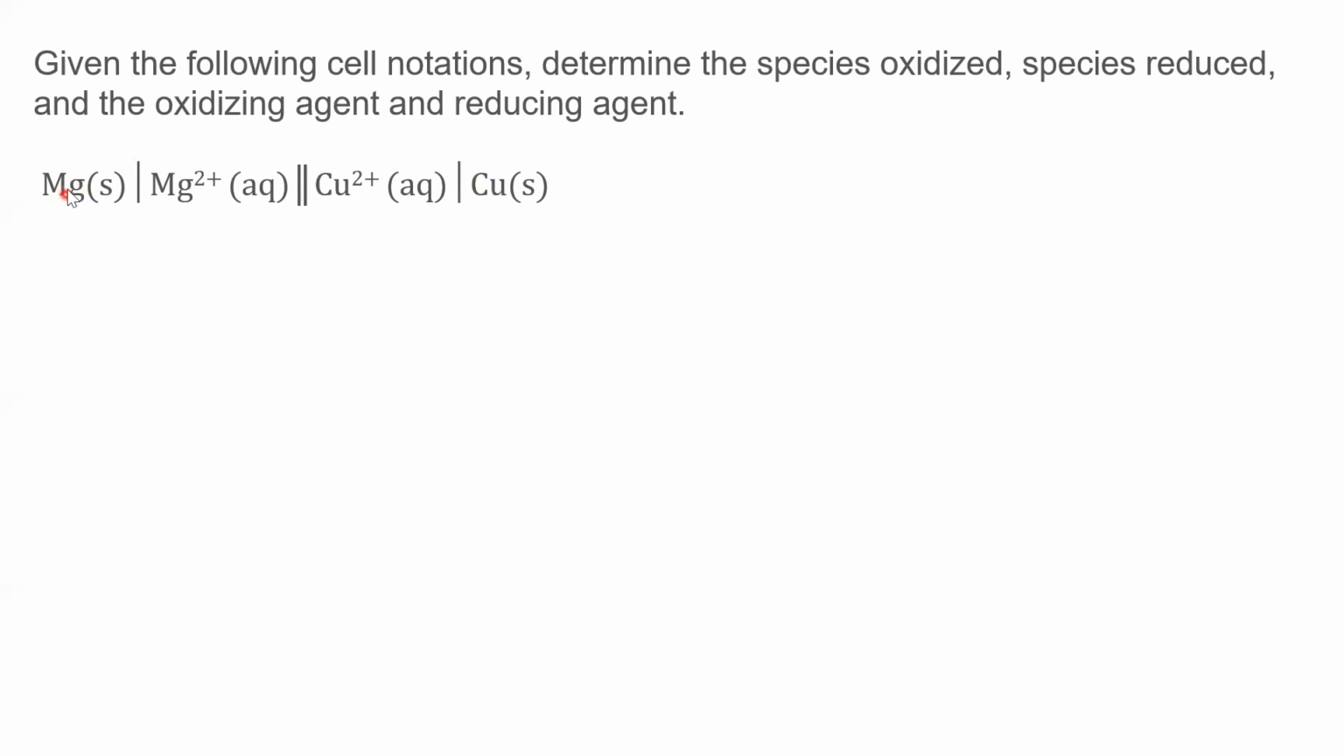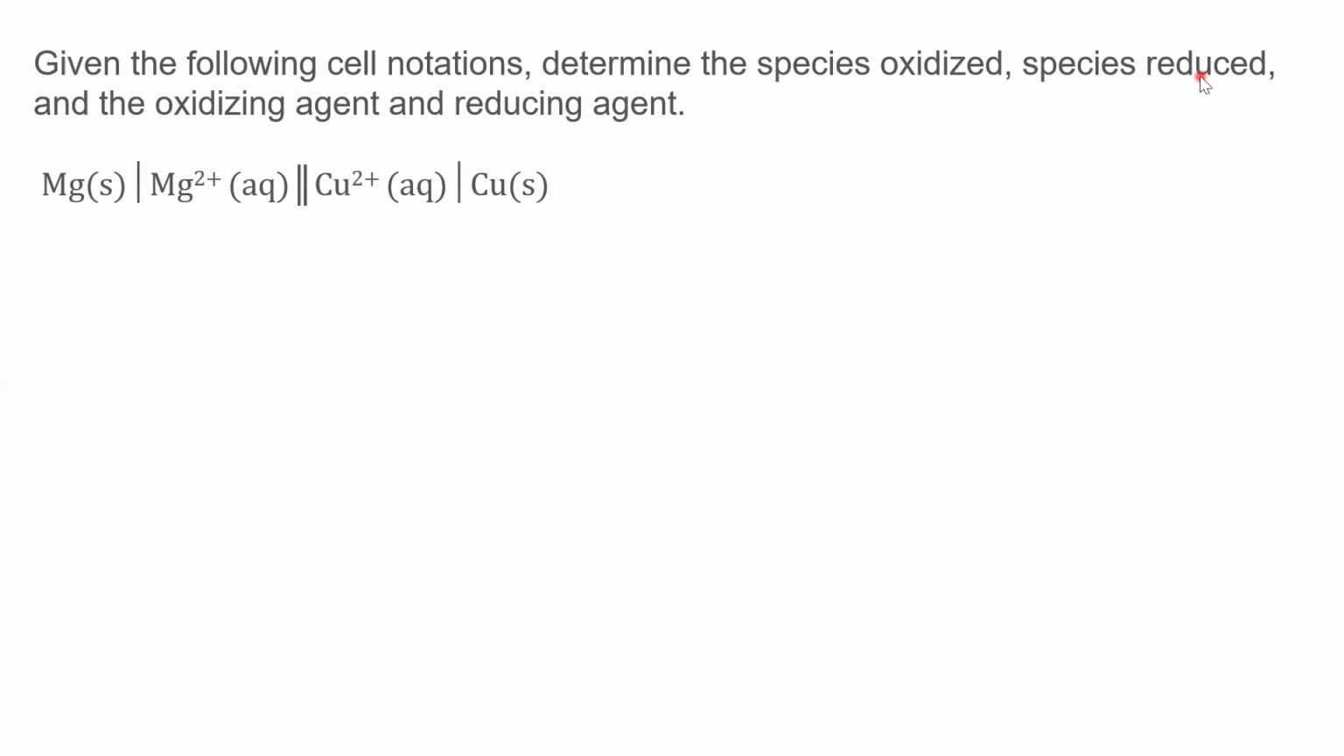So magnesium is being oxidized because it's losing electrons. Copper is being reduced because it's gaining electrons. Now, we actually didn't talk about the terms oxidizing agent and reducing agent yesterday. So the substance that's oxidized is losing electrons, and when it loses electrons, those electrons are going to cause something else to be reduced. So the substance that's oxidized is the reducing agent.